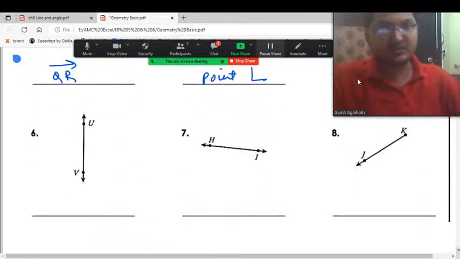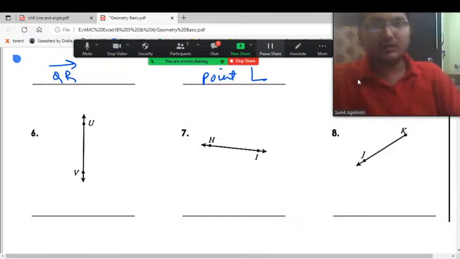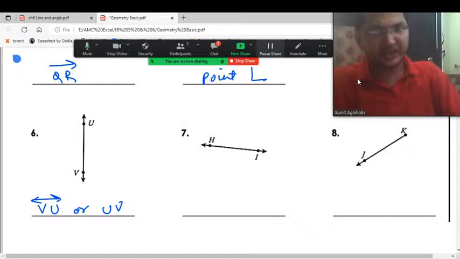Similarly, we have the sixth question for you. Can you answer this? So that is VU bar. Is it a ray, line or line segment? It's a line. That's why you can name it VU or you can name it UV, because it has both directions, you can name it either VU or UV.